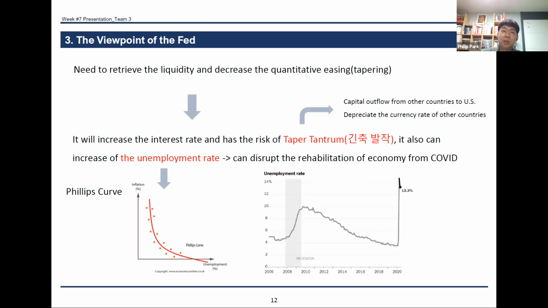Plus, a sudden decrease of the inflation will increase the unemployment rate according to the Phillips curve. And the unemployment rate is a more critical issue in the US than inflation nowadays. As you can see in this unemployment graph, it's more than 10% recently. So a hasty attempt to decrease the inflation may disrupt the rehabilitation of the US economy from COVID and deteriorate the employment problem.